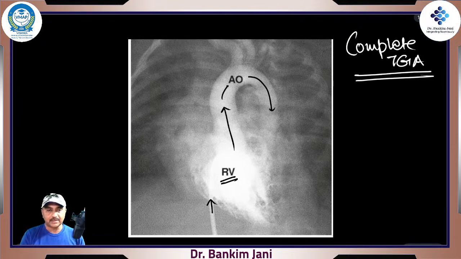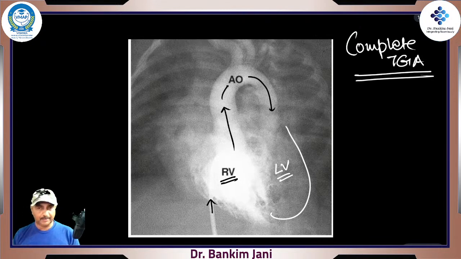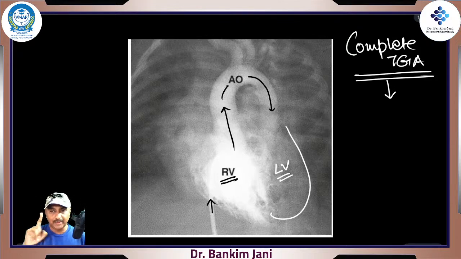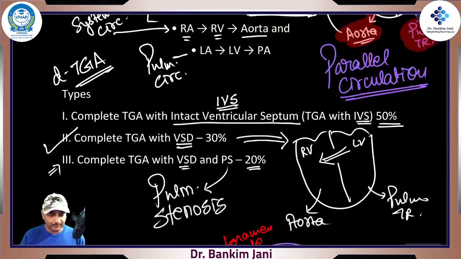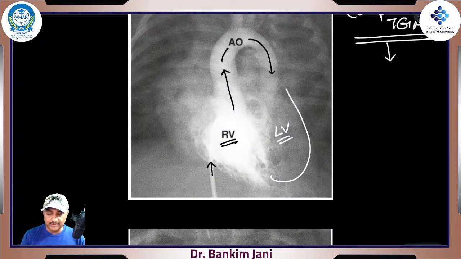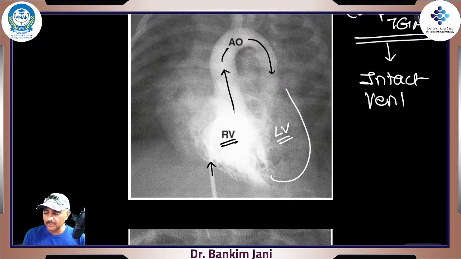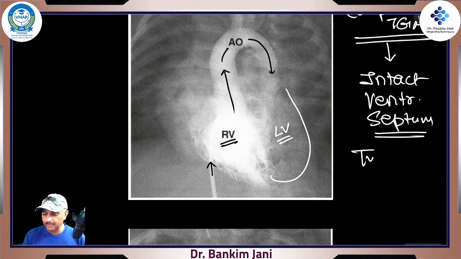So yes, this is one part. Now, can you really see over here? There is the left ventricle, and the left ventricle is not filling up. So which type is this? This is type 1, complete TGA with intact ventricular septum. Because we don't see our contrast media over here, we can say that there is an intact ventricular septum. So we are dealing with type 1 of TGA.